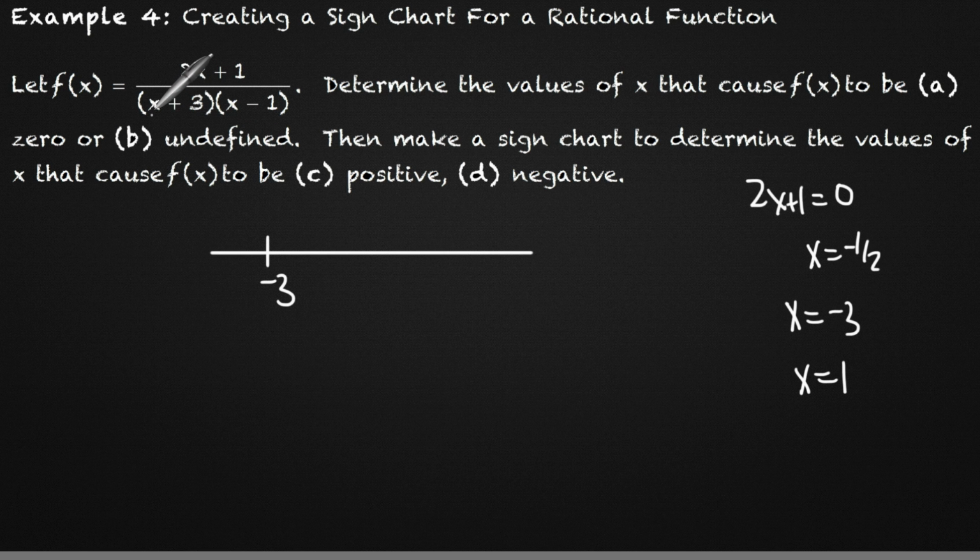If you are dividing by 0, that means that the function is undefined because you can't divide by 0. So at negative 3, it will not be equal to 0. It will be undefined. So I'm going to put a U right there. And then the next number is negative 1/2. Now negative 1/2 would cause the entire function to be 0 because the numerator will be 0.